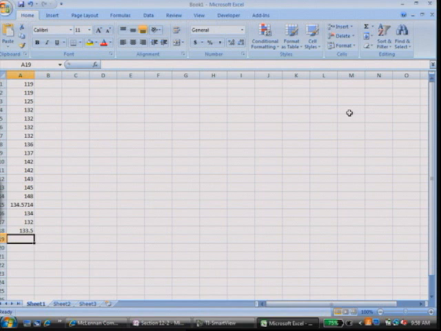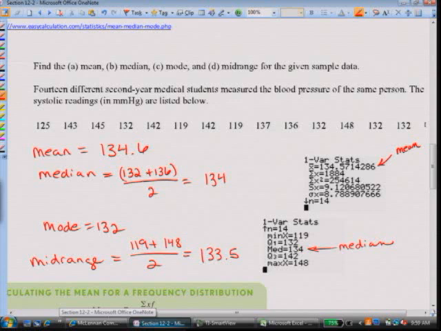Okay, so we're okay with Excel, we're okay with our calculators. You know, on a good day, if you just have your phone, you can add them up and divide by the total. You can order them by hand and pick the middle ones. You can do it all by hand if you want, however you want to do these calculations.